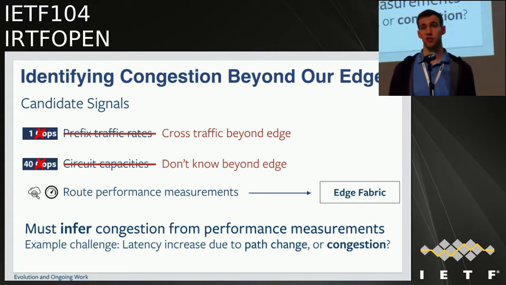You have to infer congestion from these performance measurements, but that can be particularly challenging because you can see things such as latency increases, and you aren't sure as to whether that's due to a path change or a change in client population or due to actual congestion.